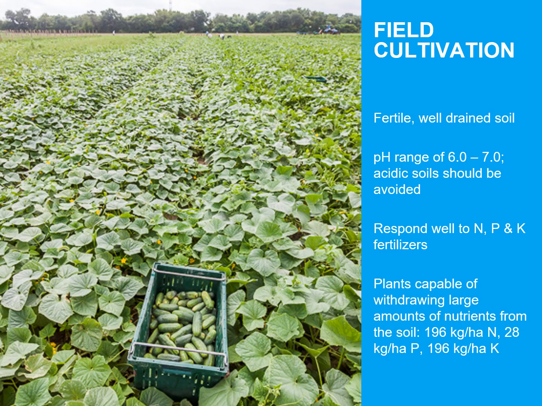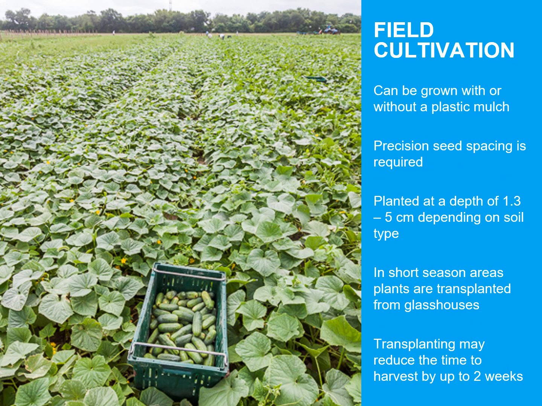from the soil. So after a crop has been harvested, growers may want to re-fertilize the soil to make up for that large amount of nutrients which has been withdrawn by the crop. Cucumber plants can be grown with or without a plastic mulch, but whether they do or do not have that mulch, precision seed spacing is required. Seeds are usually planted at a depth of between 1.3 and 5 centimetres, depending on the soil type.